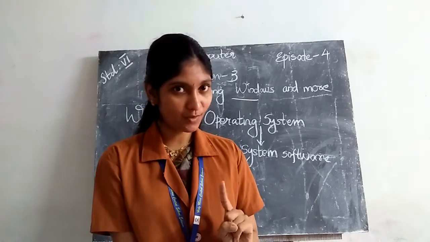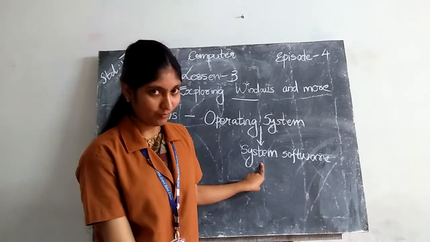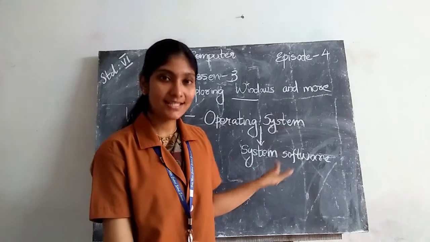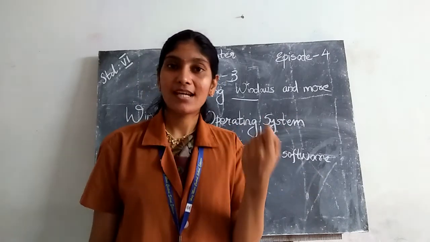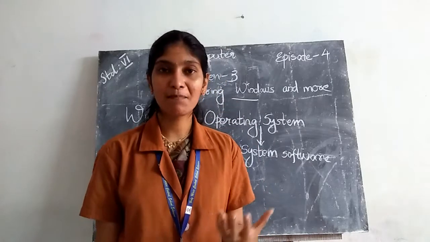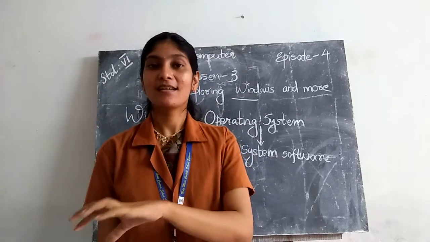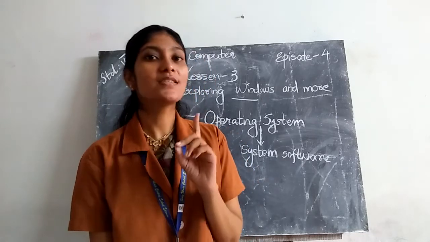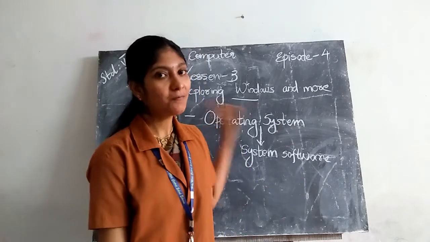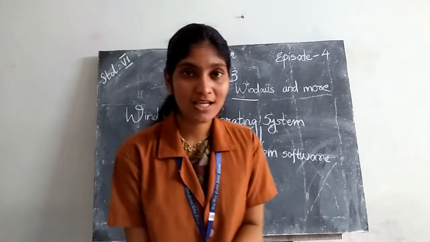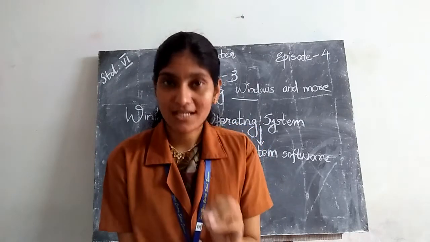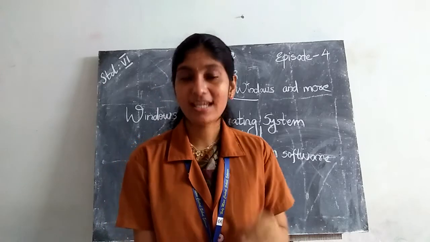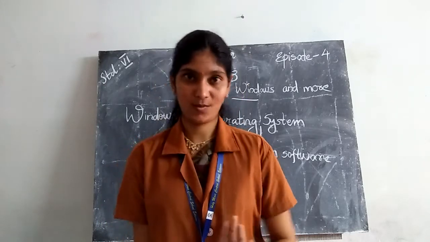So what is a system software? It is a set of programs, and its duty is to instruct the computer, or to tell the computer, how to manage the resources in a computer, right? So an example of system software is the operating system. So can you tell me what the operating system is? Operating system is the system software that manages the hardware and the software resources.